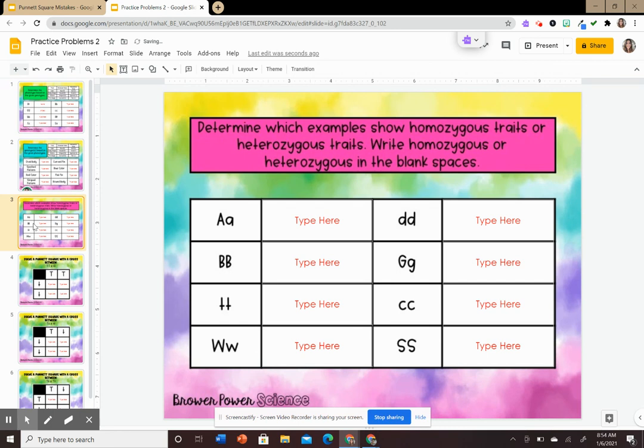Right, and then down here for the next one, this is determine which examples show homozygous or heterozygous traits. Remember, homozygous means same. So big B, big B, that's homozygous, right? They are both capital letters. It'll be homozygous if they're both lowercase letters. It's heterozygous when they're different, when there's one capital and one lowercase.